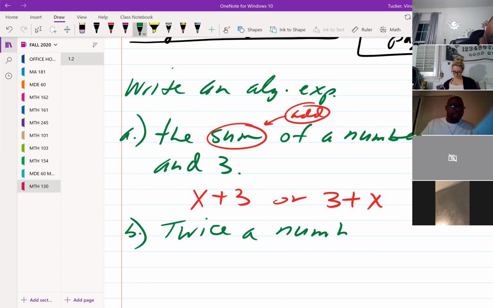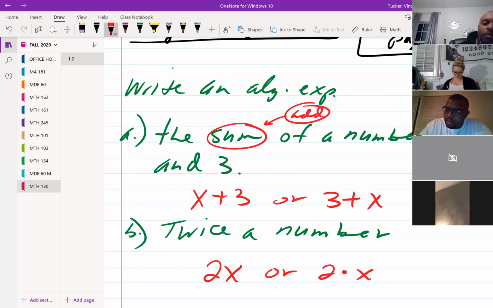Twice a number. That's 2x. Or you could do 2 dot x for that multiplication symbol.